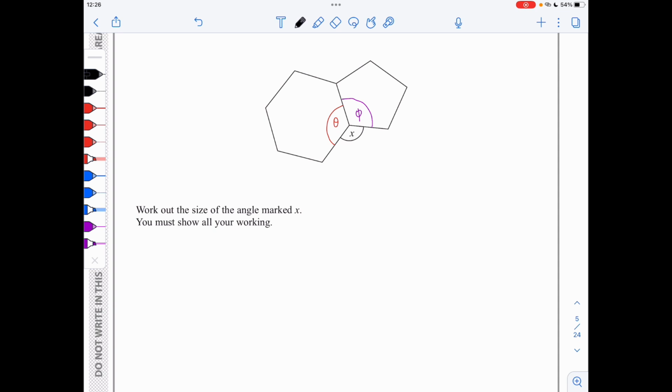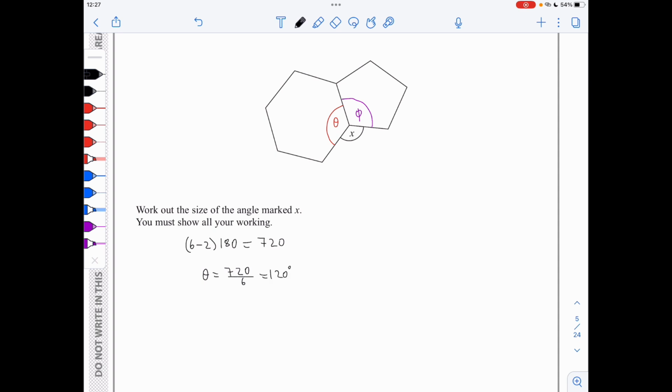Now for the regular hexagon, we know that the sum of the interior angles is 6 minus 2 times 180. It's always the number of sides minus 2 times 180. This is 4 times 180, which is 720, and therefore theta will be 720 divided by 6, which is 120 degrees.